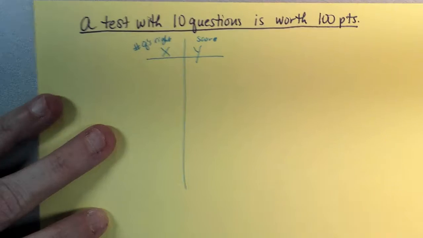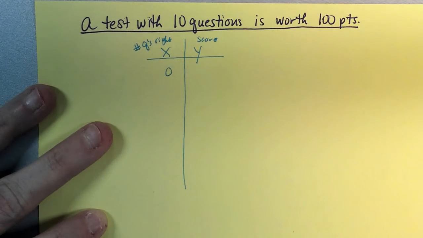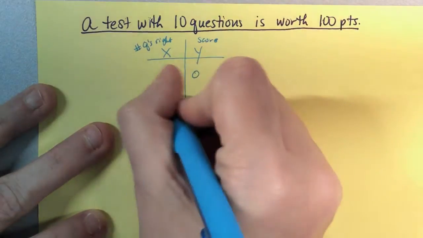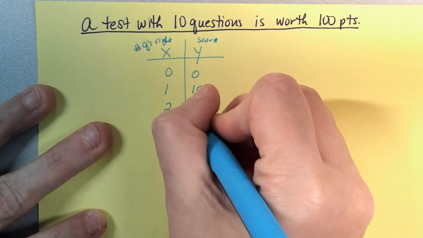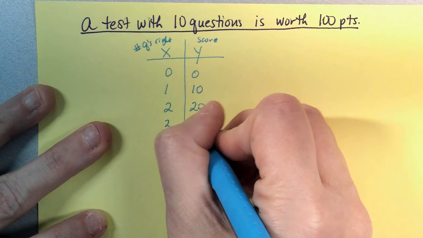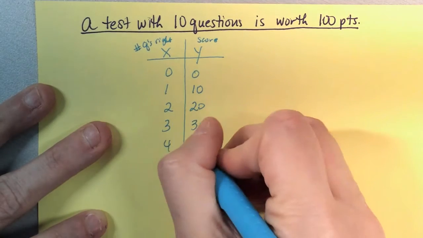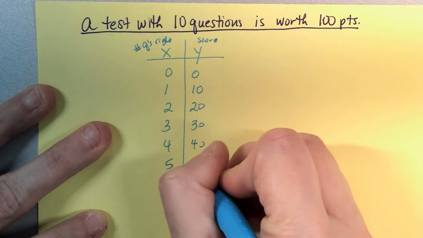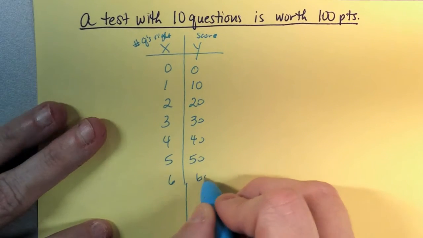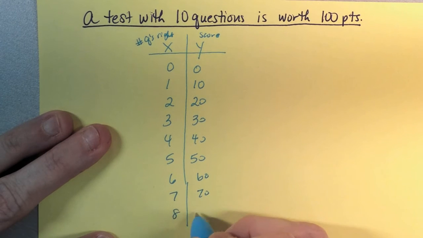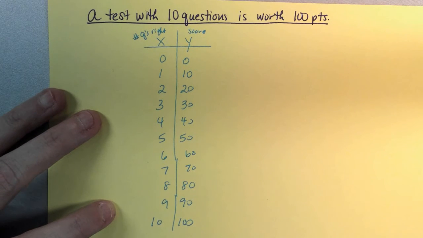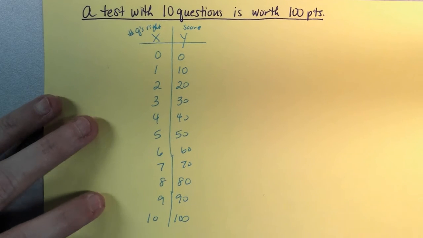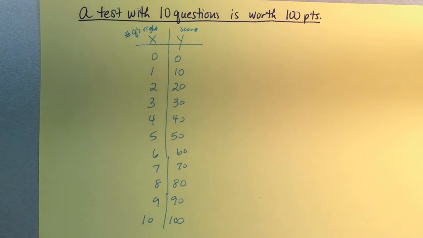So if I get no questions right, what's my score? It's a 0. If I get 1 right, I get a 10. 2 right, I get 20. 3 right is, more of y'all should be able to help me with this. 4 right is 40. 5 is 50. 6 is 60. 7 is 70. 8 is 80, 9 is 90, and if you get all 10 right, you get the 100. Okay, and there's no partial credit on this test. This is all or nothing.